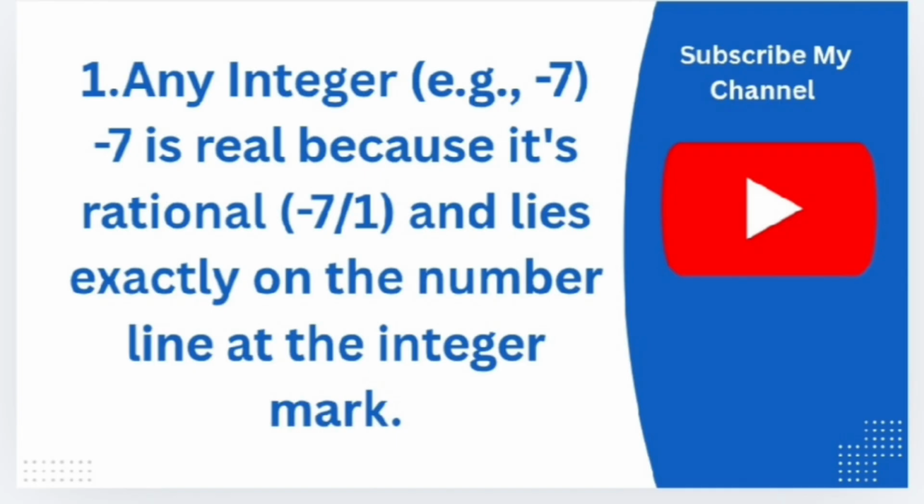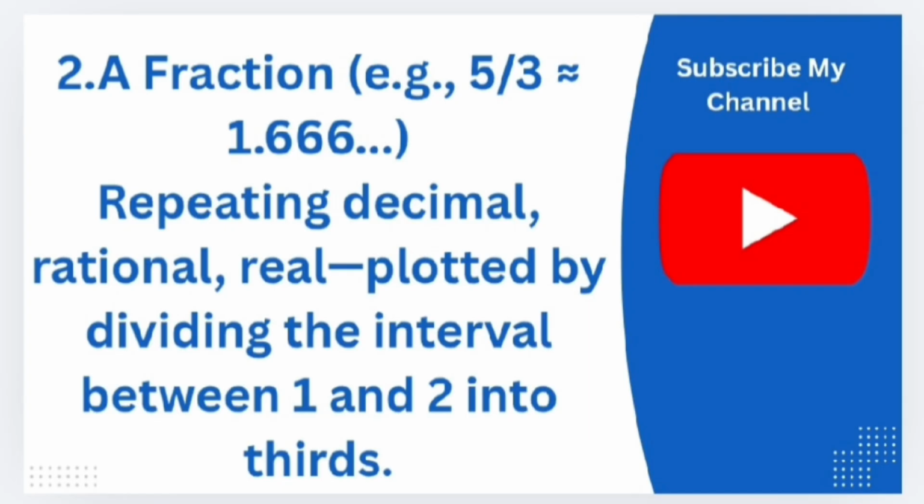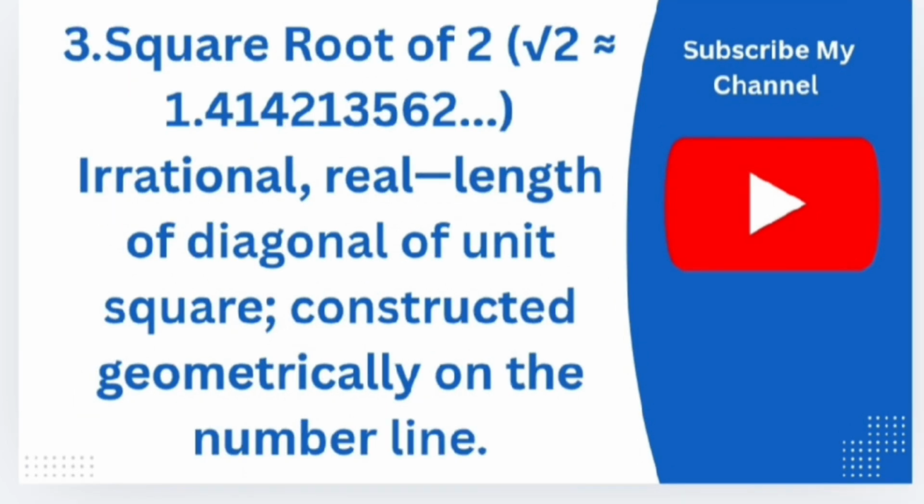Here are 5 clear examples showing different aspects of real numbers. Any integer, for example, negative 7. Negative 7 is a real number because it is a rational number and lies exactly on the number line at the integer mark. The second example, a fraction. For example, 5 divided by 3, which equals 1.666, continuing infinitely, repeating, which is a repeating decimal, rational number, real, plotted by dividing the interval between 1 and 2 into thirds.